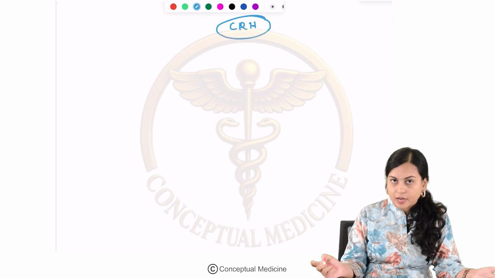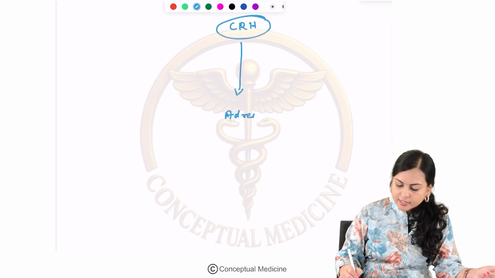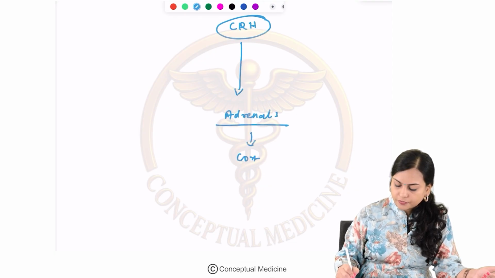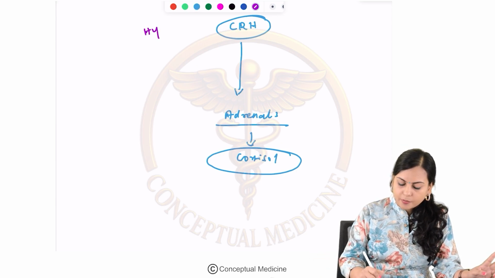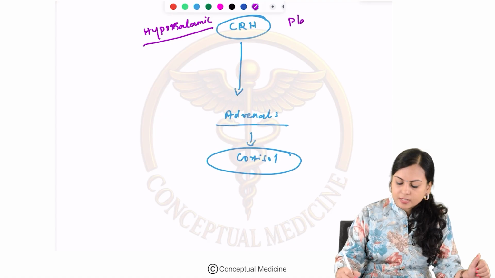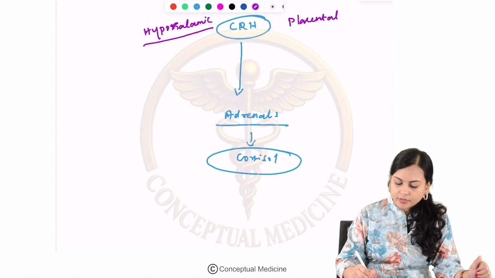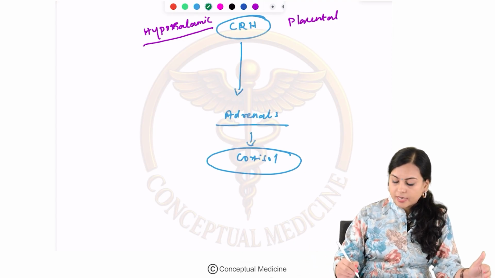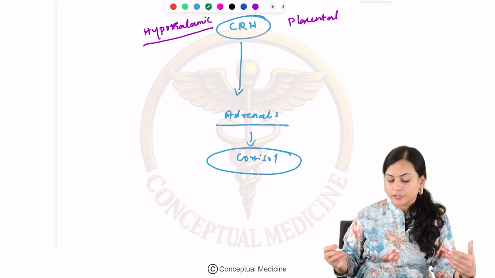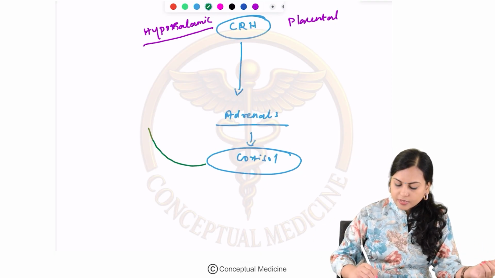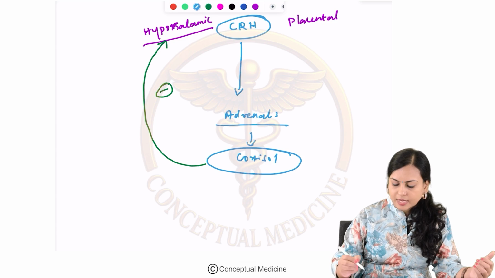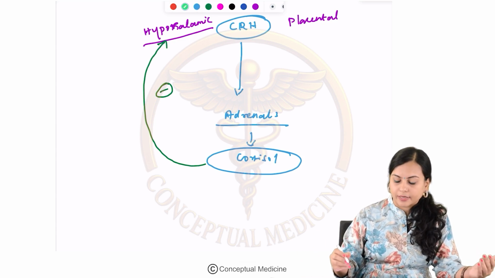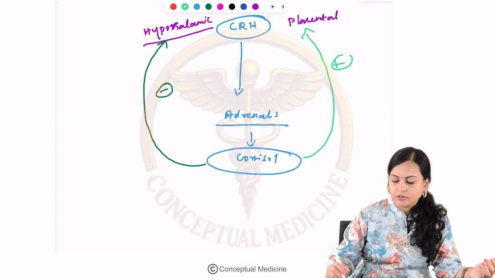CRH, corticotropin releasing hormone, normally acts on the adrenal glands and produces cortisol, right? So this is normal. Now we have two types of CRH: one is hypothalamic CRH from the mother and the fetal hypothalamus, and the other is placental CRH. Hypothalamic CRH induces the production of cortisol, and a sufficient amount of cortisol gives negative feedback on hypothalamic CRH, whereas placental CRH gets a positive feedback.